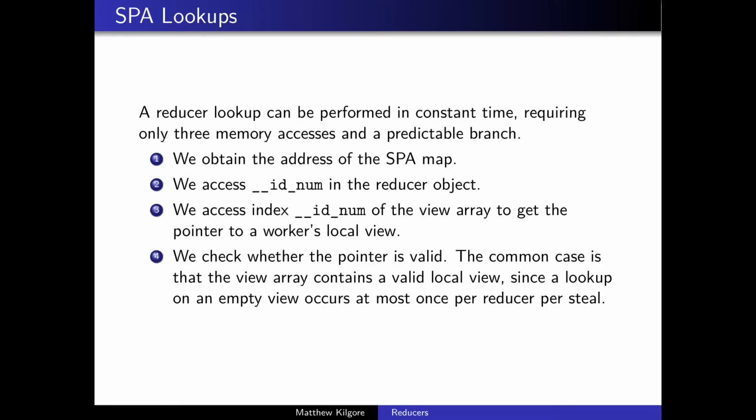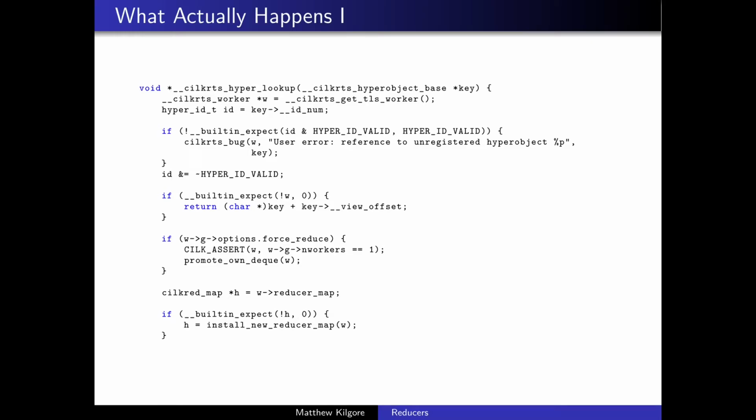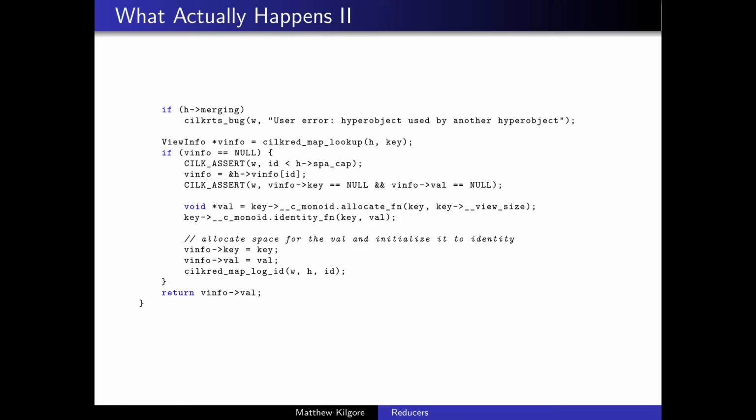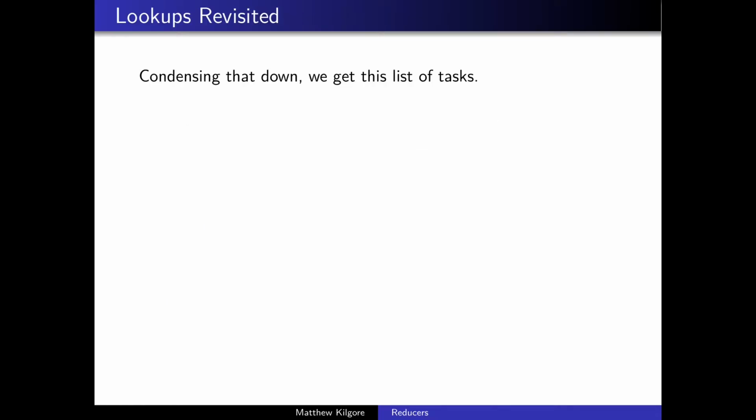It's a really nice and simple system, except that's not what actually happens in the current implementation. Okay, let's condense that large code down to something a bit more digestible. First, we get the current worker. That's a function call. Then we get the reducer ID.